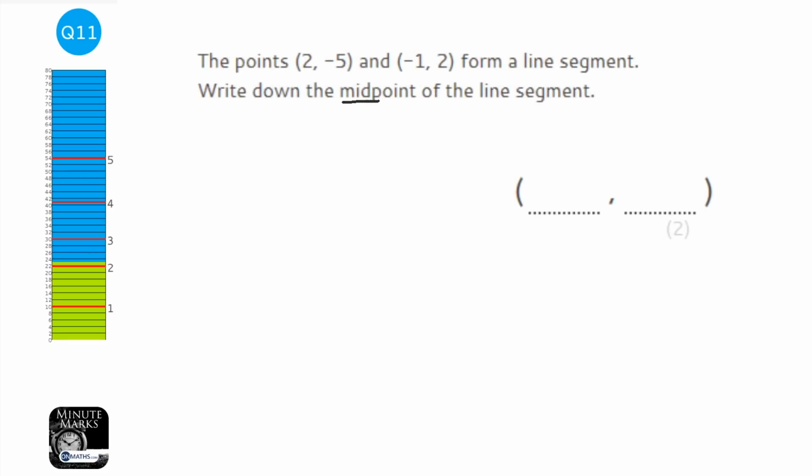Okay, so we're asked to find the midpoint, which is just kind of the halfway point, and we're given two coordinates at the start and end of the line segment. And a really easy way of doing this is you're just finding out the average of the x coordinates and the average of the y coordinates.